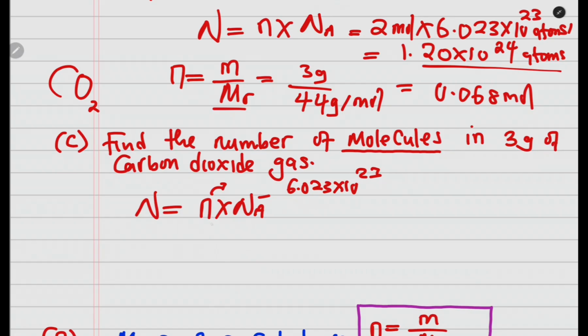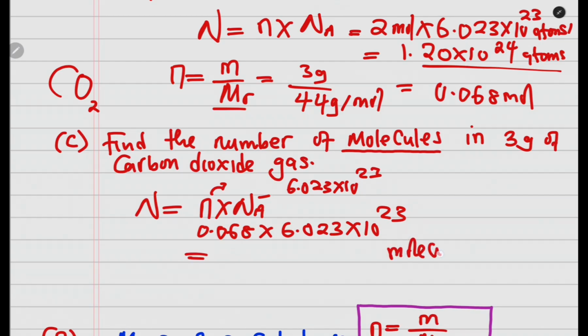So now we can bring it here and say 0.068 multiplied by 6.023 multiplied by 10 to the power 23. And what are we able to find? I can put the units here in advance, molecule or molecules. So let me just multiply this number that I've found with it.